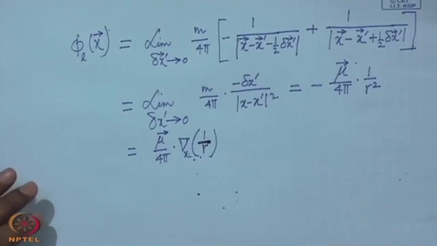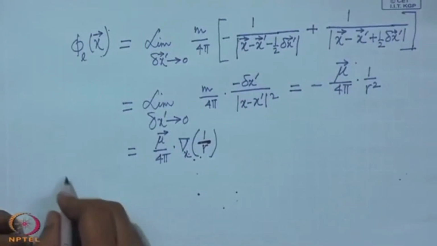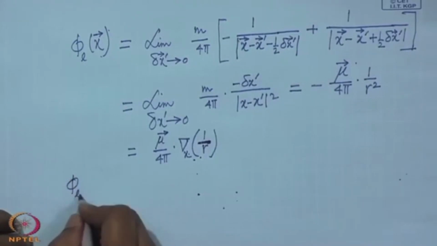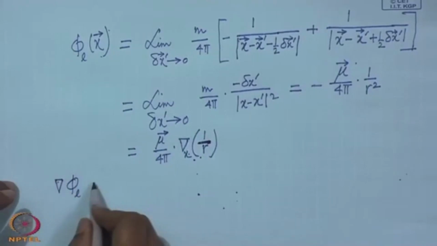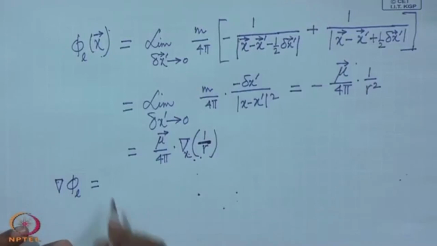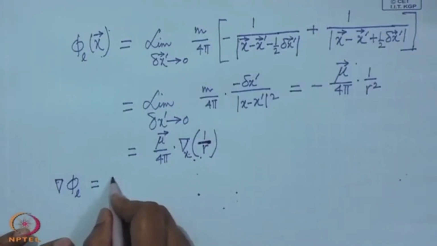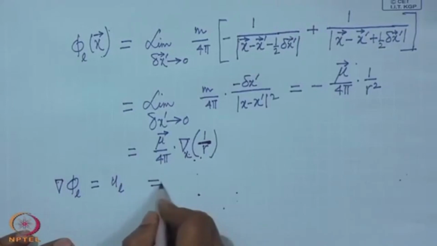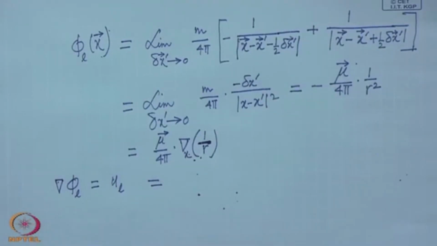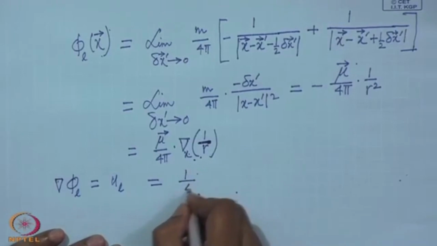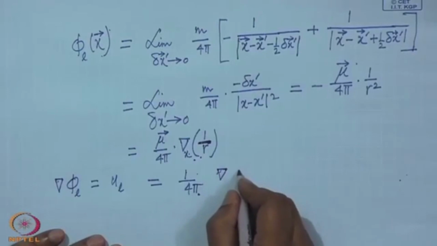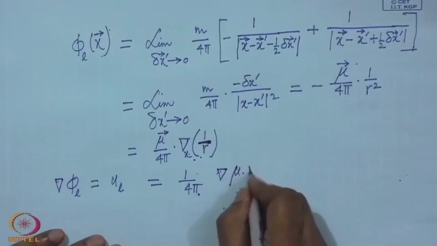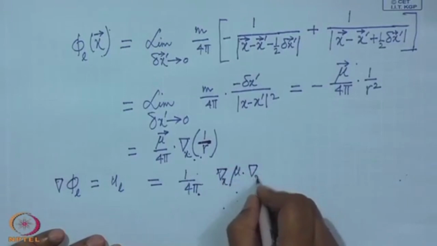Now, to obtain the velocity field, the gradient of phi is the velocity field. It will be how much? 1 by 4 pi gradient of mu, okay, all are with respect to this x.